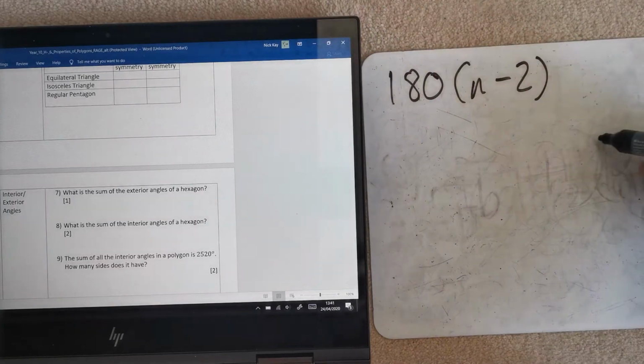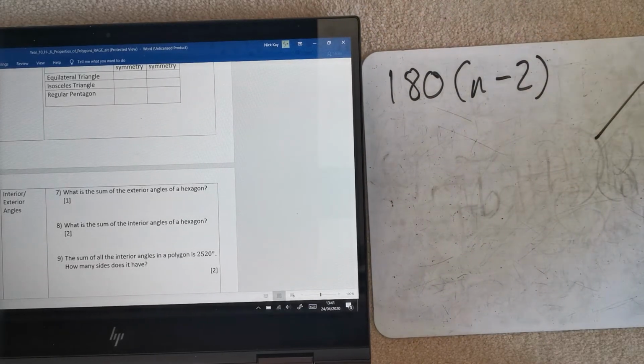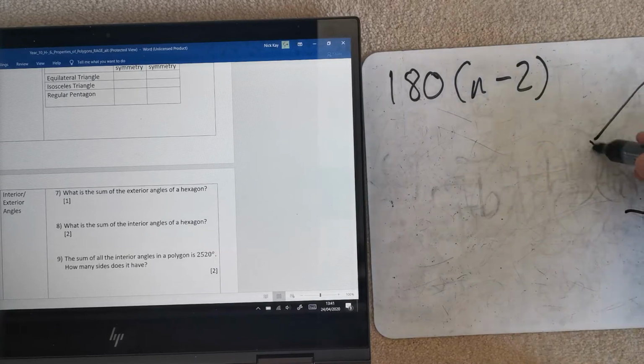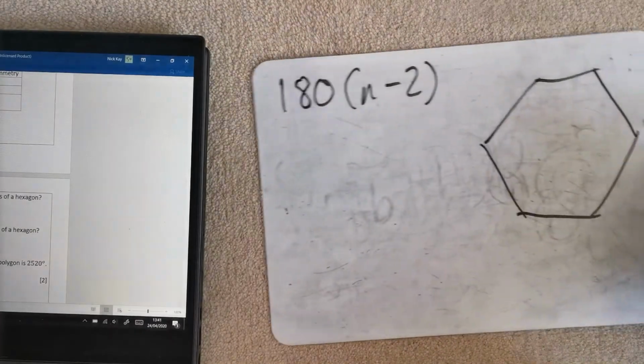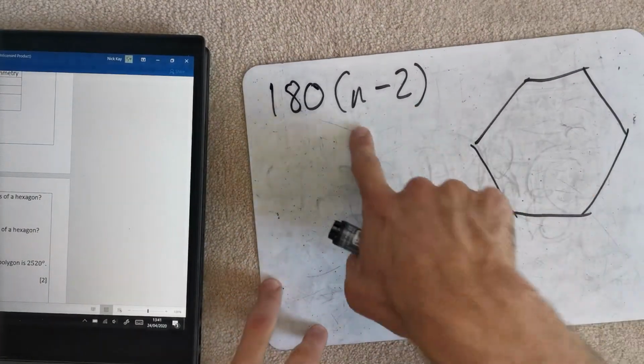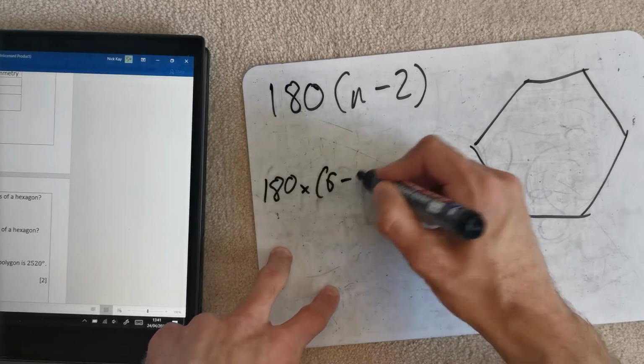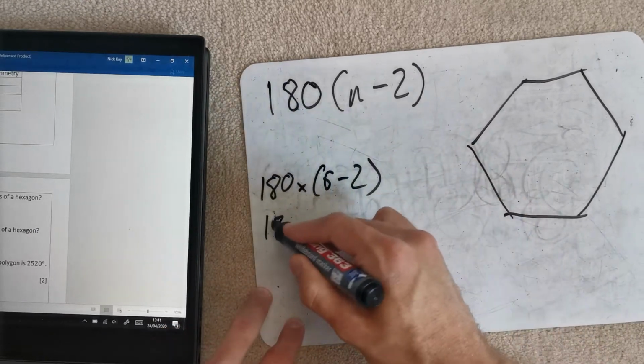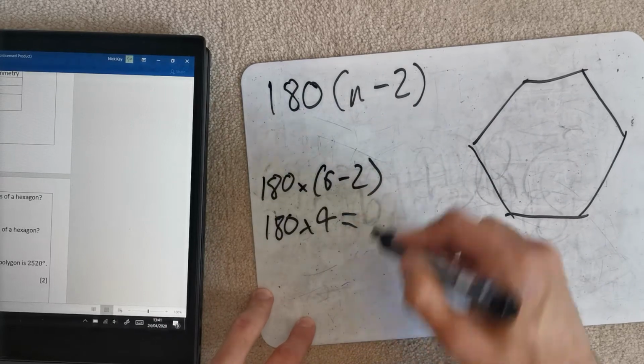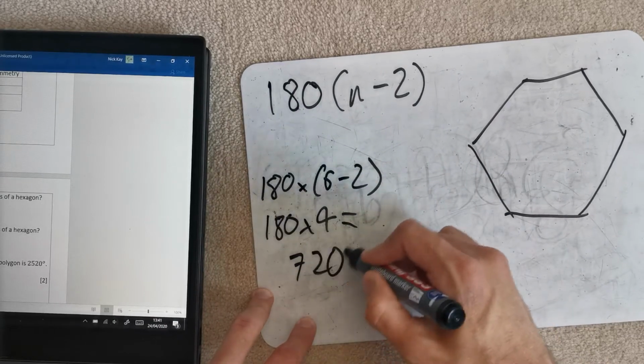That's one way you could do it, or you could do the splitting into triangles way. I'll do both with you, okay? So if you follow this method, n is the number of sides, so you do 180 times by 6 take away 2. So 180 times by 4, we get 720 degrees.